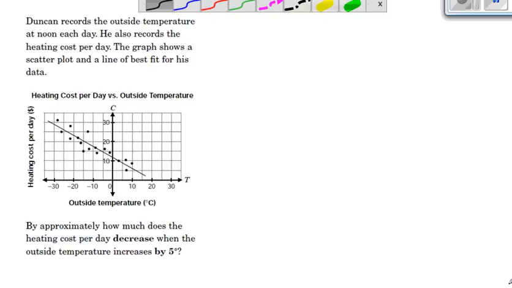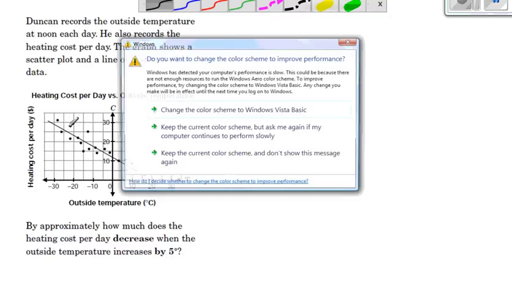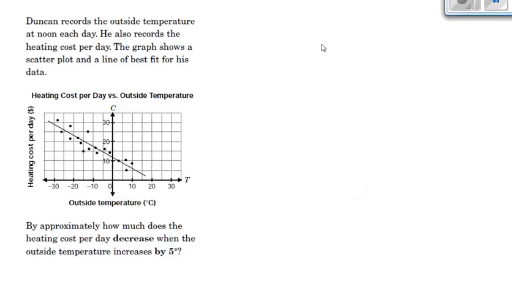So let's look at a quick question. It says Duncan records the outside temperature at noon each day. He also records the heating cost per day. The graph shows a scatter plot and a line of best fit for his data. So you can see that the scatter plot was originally just the dots, and then someone drew this line representing the line of best fit, and you can see that it's a pretty good line of best fit, because about half the dots are above and about half the dots are below.